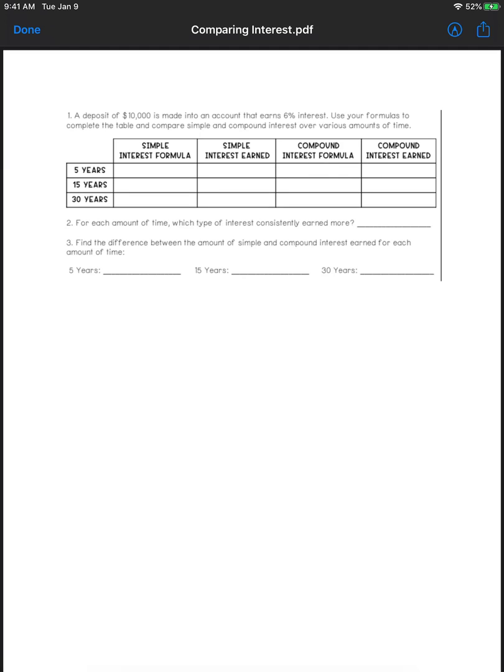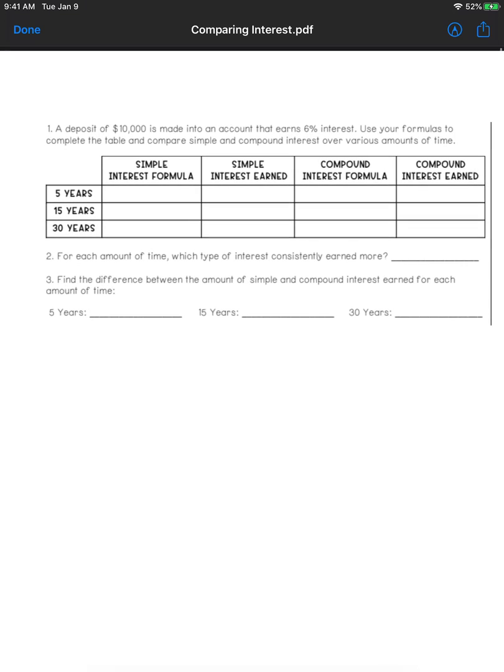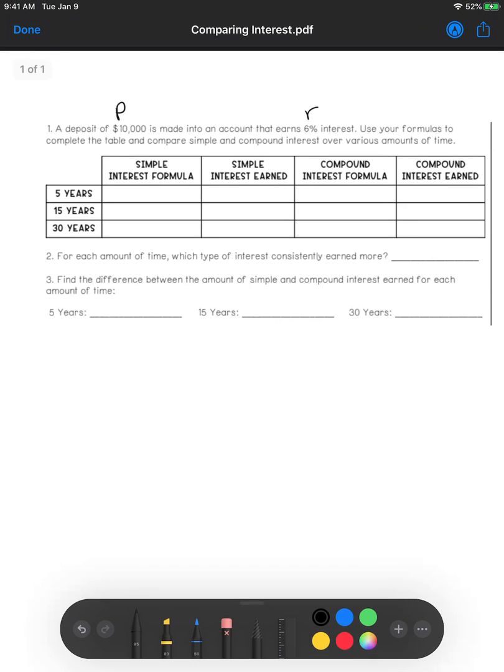So I know that you followed along. So number 1. A deposit of $10,000 is made into an account that earns 6% interest. Use your formulas to complete the table and compare simple interest and compound interest over various amounts of time. All right, so 10,000 is our principal, 6% our rate, and our time is along here.